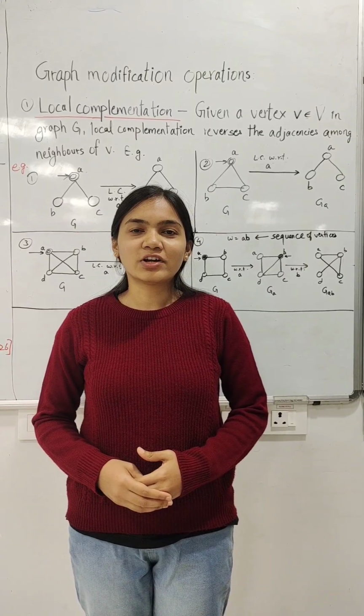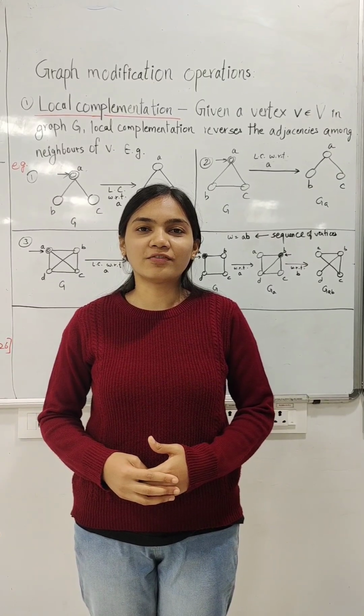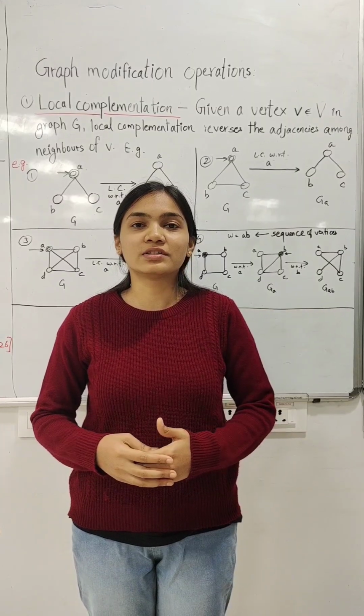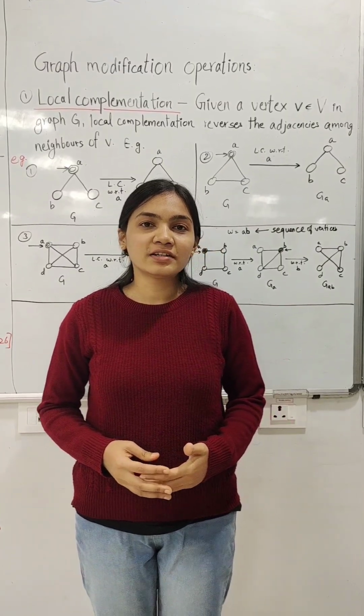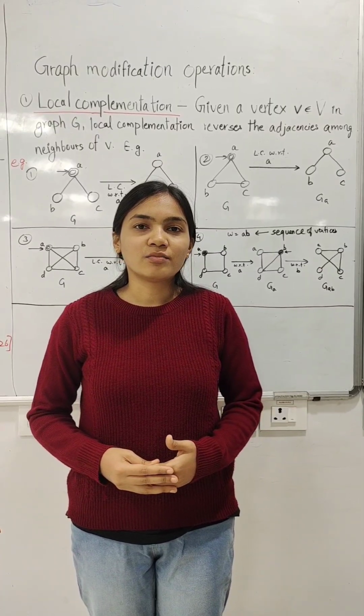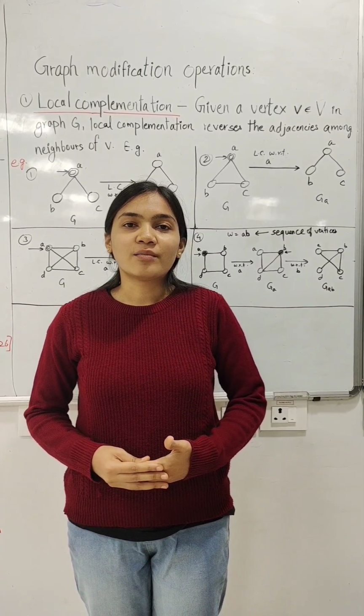Currently, I am working on a graph modification problem. In this, we transform a graph into a graph of desired property using some sequence of local operations. And one such local operation is local complementation. Given a vertex in a graph, local complementation reverses the adjacency among its neighbors.